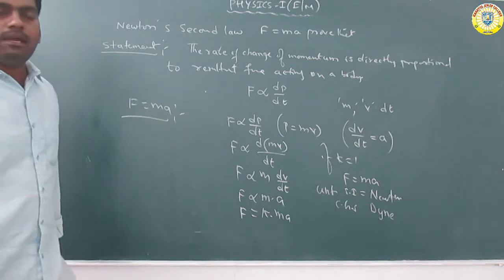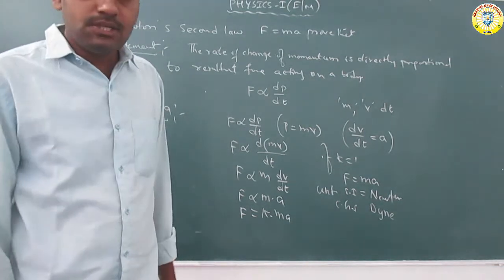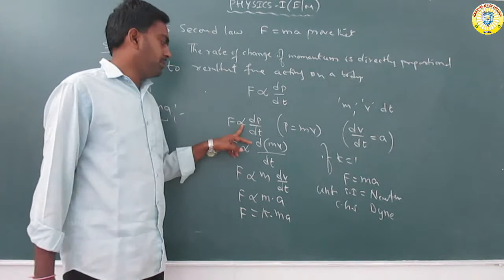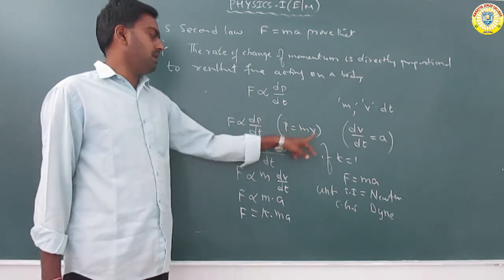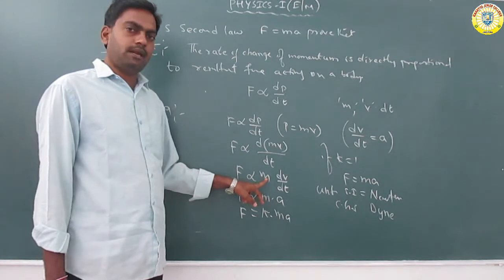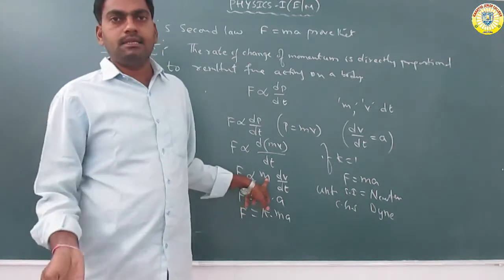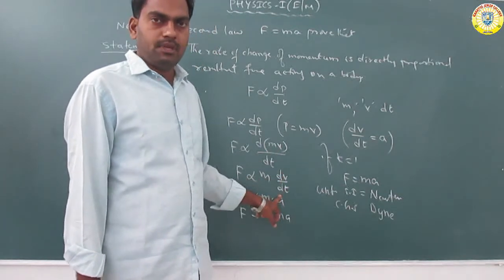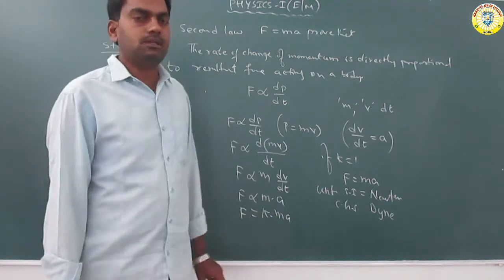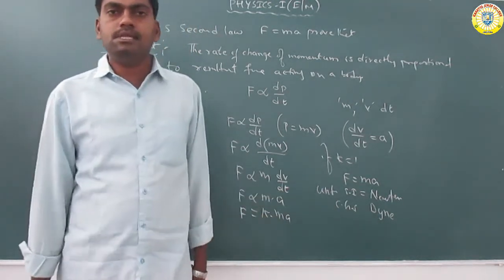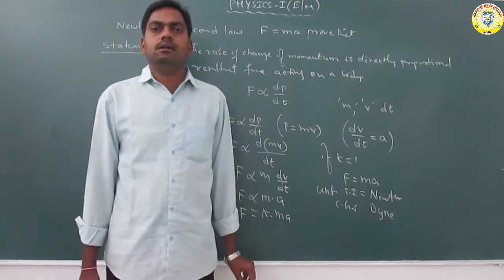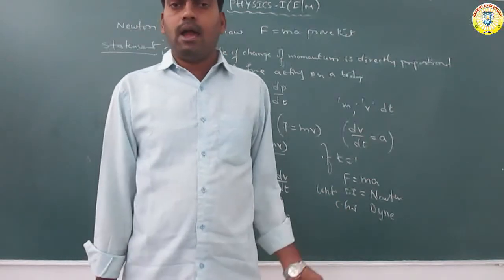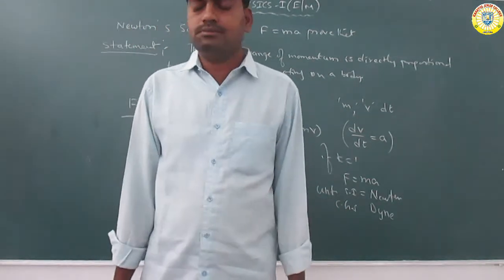Now consider a body of mass m with velocity v and acceleration a. A time interval dt is taken. Here F is directly proportional to dp by dt, where p equals mass times velocity. Substituting, mass is a constant, such as 10 kg or 5 kg, and dv by dt is nothing but acceleration. So we get F = ma. That is measured in SI units as newtons, and in CGS units as dynes. Okay, got it.